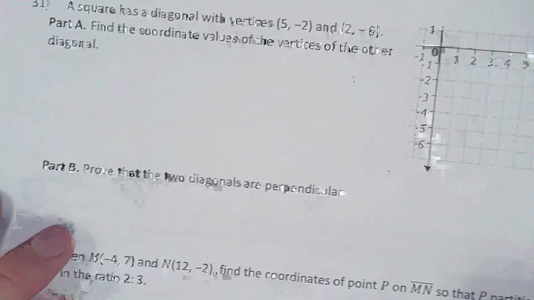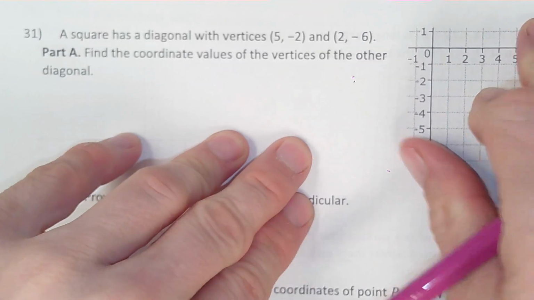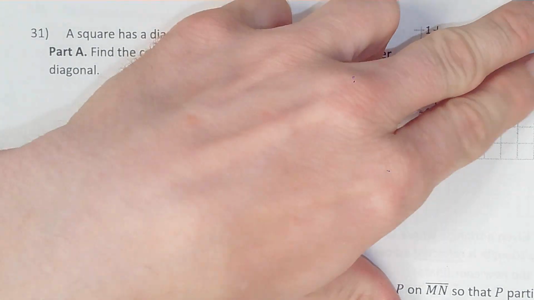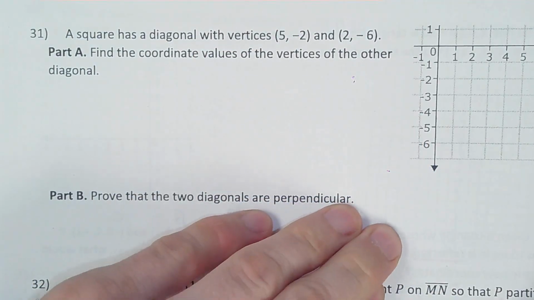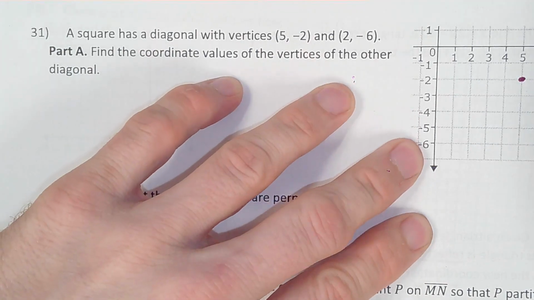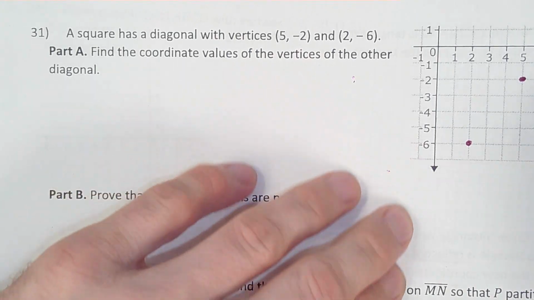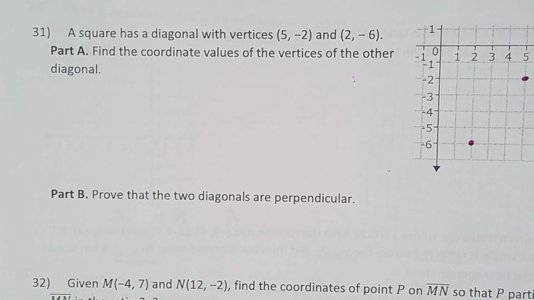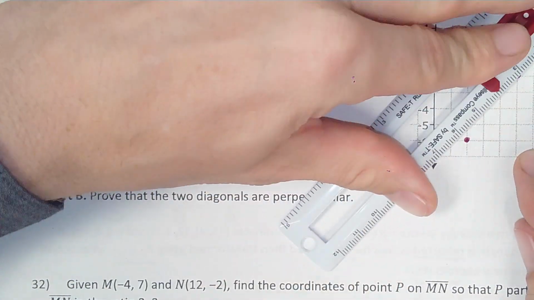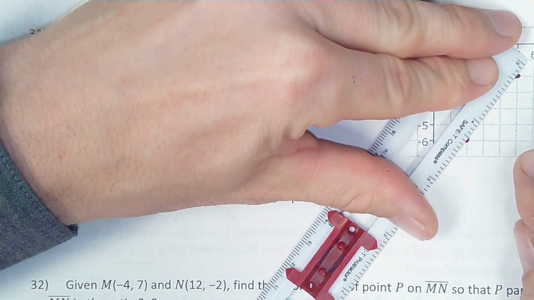Moving on to this one, diagonal of a square. So first has these two vertices. Now the first vertex is 5 and negative 2. The second vertex is 2 and negative 6. Okay, so what is the length of that? Let me draw that, and what is the slope of that?